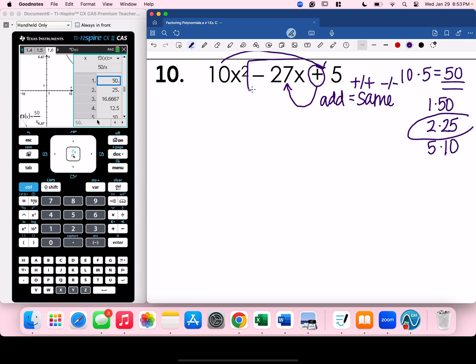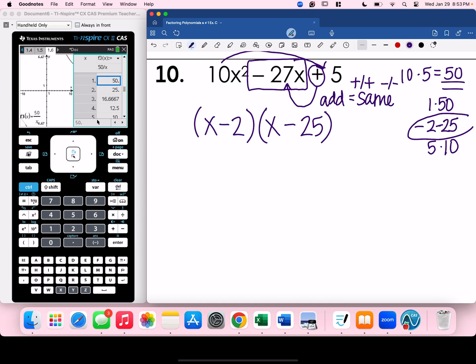So we want to pay attention to our middle term now to determine our signs. We are trying to make 2 and 25 give us negative 27. Well, that means then that both of my factors should be negative then. So now I'm going to go and set up 2 sets of parentheses. X will go at the beginning of both, and I am substituting in those 2 factors.